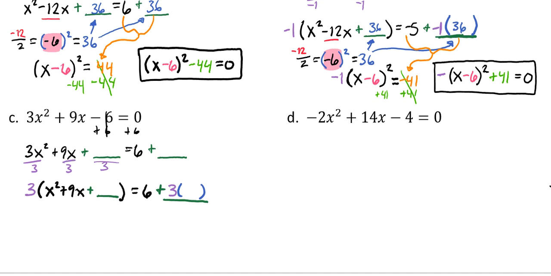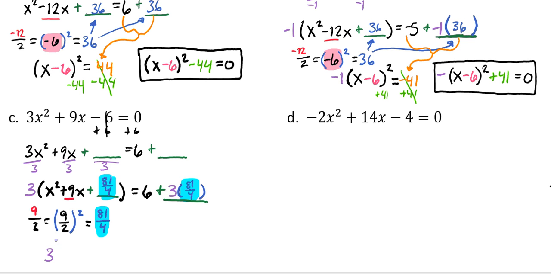From here, we're now going to take that 9 and we're going to divide it by 2. So we're going to have 9 over 2 and we're going to square that, which is going to give us a value of 81 over 4. So we're going to add 81 over 4 to our plus leave a spaces. So again, this value is what goes into those spaces right there. And now we're ready to write this in factored form.